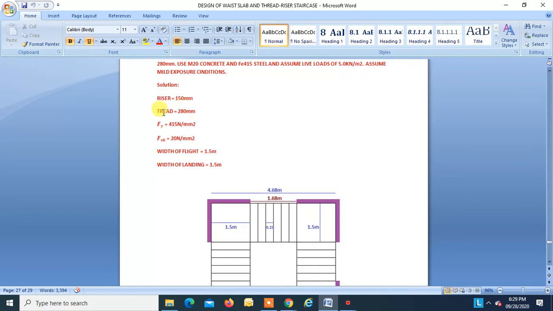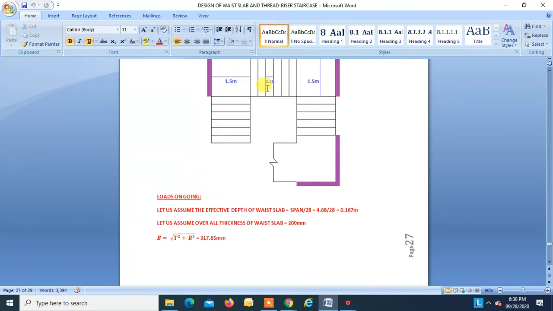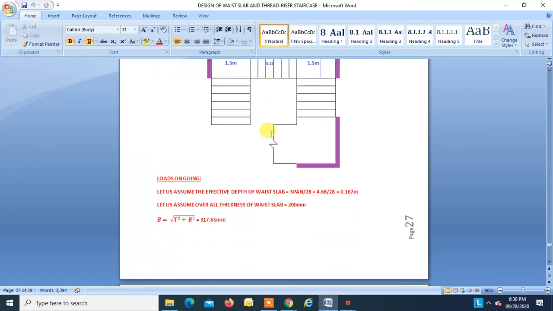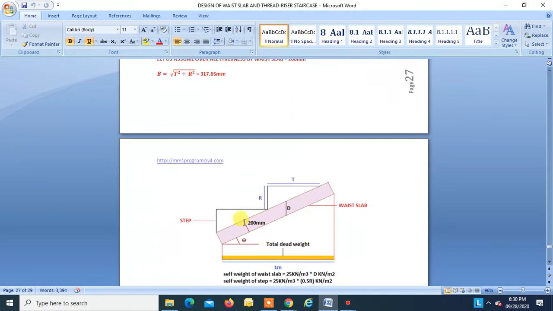Riser is 150 mm, tread is 280 mm, fy is 415, fck is 20, width of flight is 1.5, width of landing is 1.5. Now, first we will find the loads on going. The total effective span is 4.68, right? Let us assume the effective depth of waist slab equals span divided by 28. That is 4.68 divided by 28.1 is equal to 0.167. Let us assume overall thickness of waist slab equal to 200 mm. So that is equal to 200 mm.